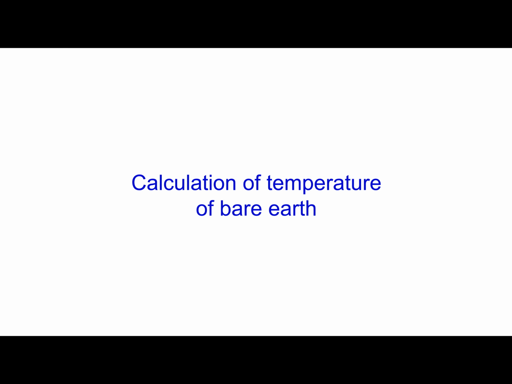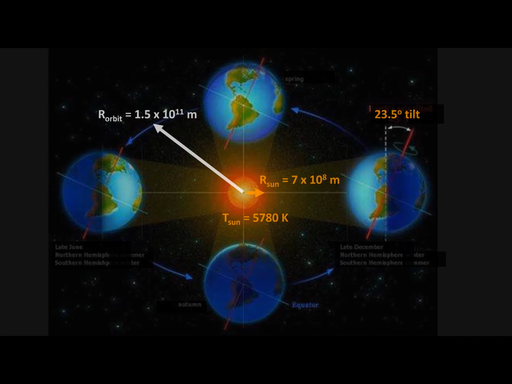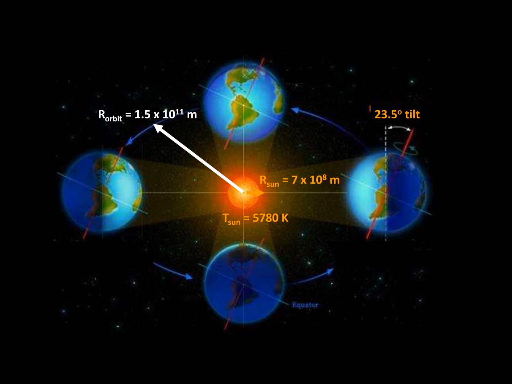Calculation of the temperature of bare Earth. The Earth rotates about the Sun in an elliptical orbit. We will approximate the orbit as a circle for the purpose of this calculation.